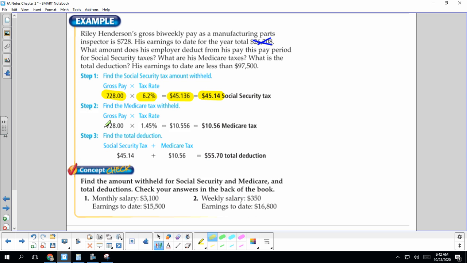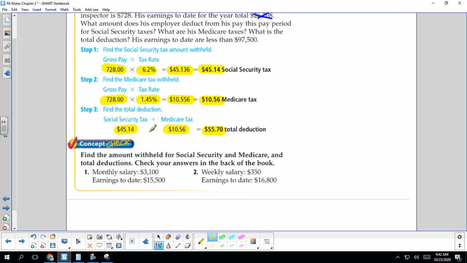Then we do that again, but change the percent to our Medicare percent. So then it's 10.556. We round that up to $10.56. Now to see how much total we take out, we go Social Security plus the Medicare, and our total deduction is $55.70. We are going to rock that process twice here in number 1 and number 2.